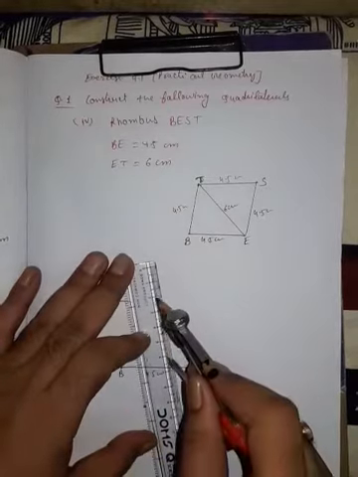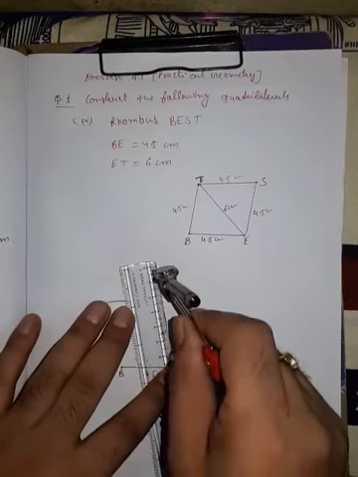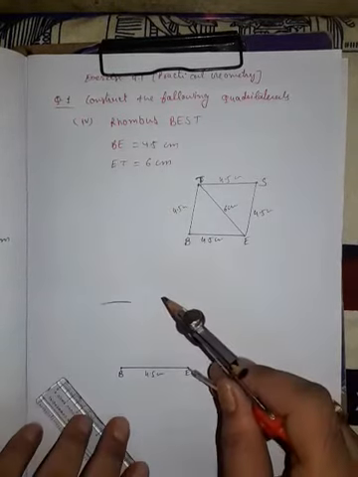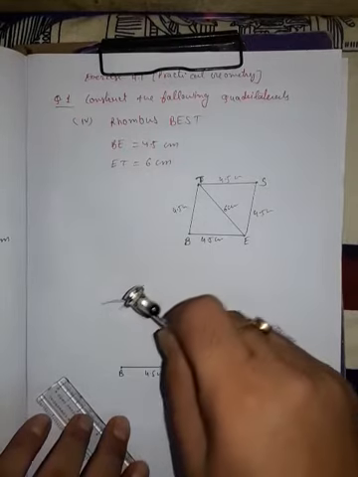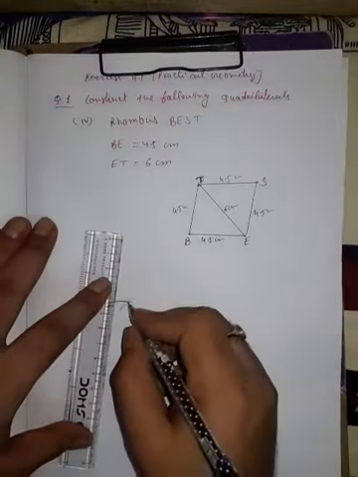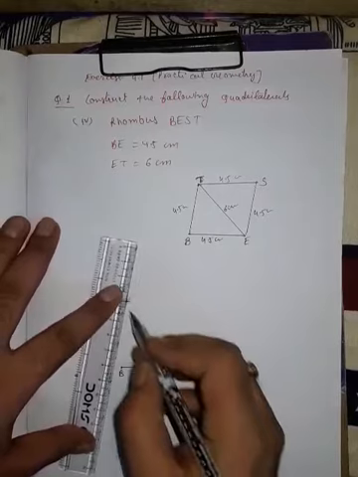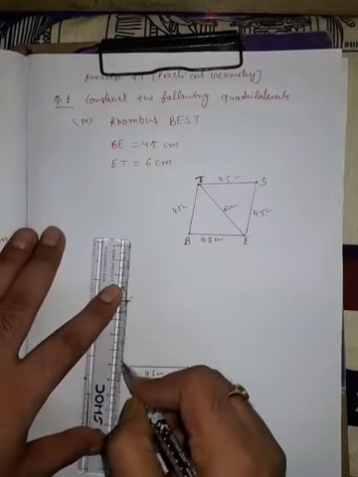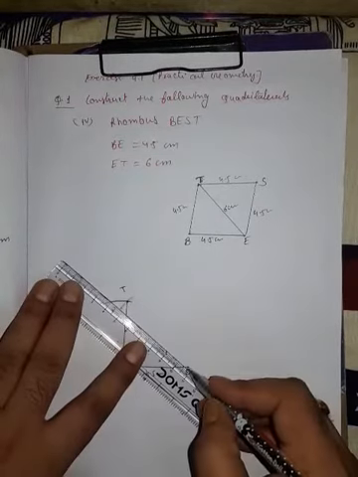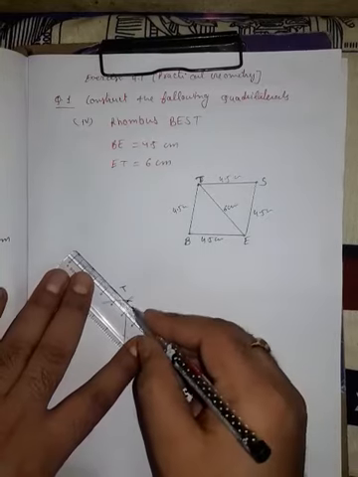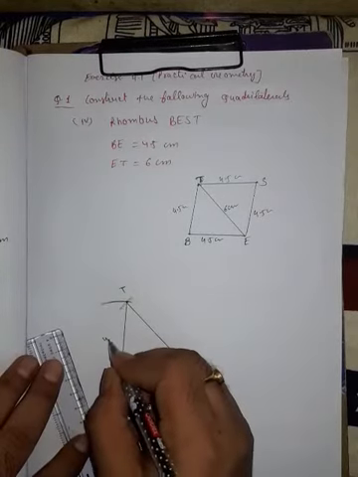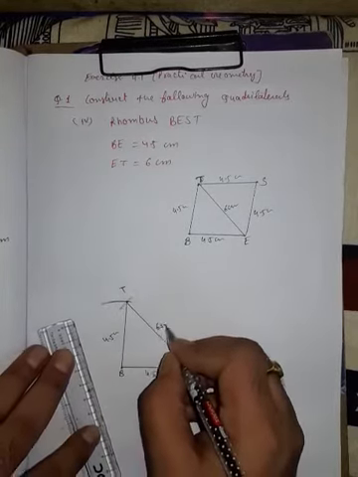Now we open our compass 6 centimeter. Take another arc from E. From E we are taking another arc. Both intersect at a point, that is the T point. Now join T to B, T to E. This line segment is 4.5 centimeter. This is 6 centimeter.